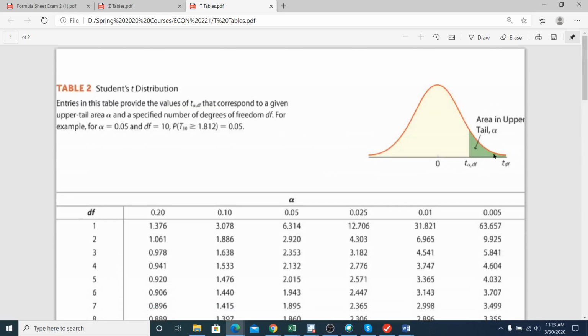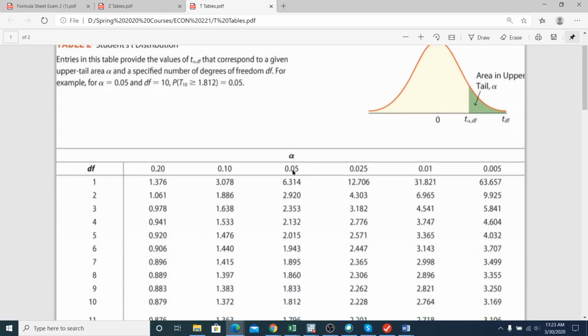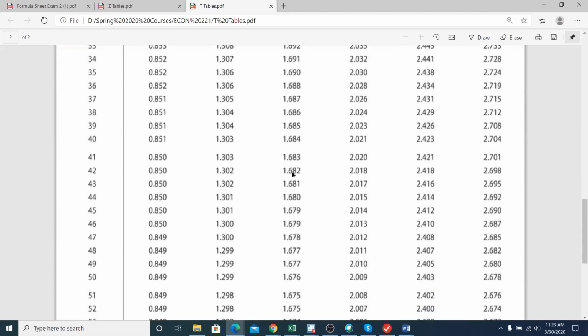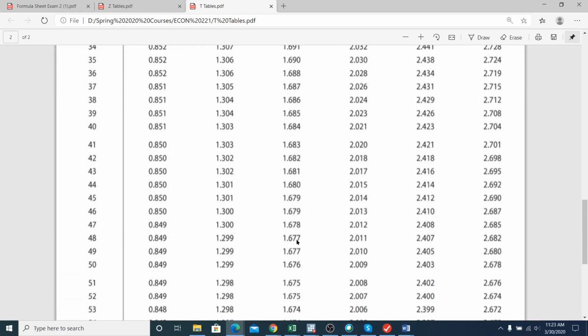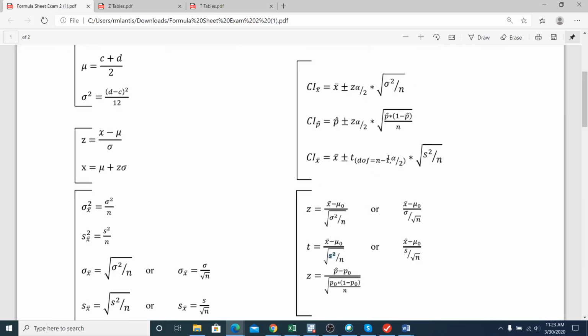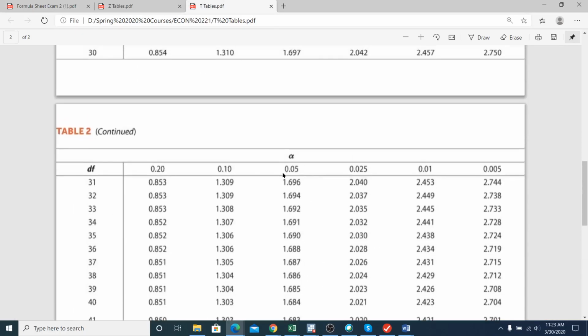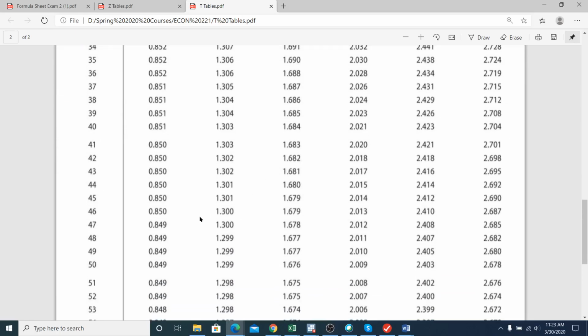So we go here, and the area we wanted in each tail was 0.05, but our degrees of freedom was 48. So the t-value that we should be using right here would be 1.677. Once I identified alpha divided by 2, which is 0.05, my degrees of freedom was the sample size minus 1, so 49 minus 1 is 48. The t-value that gives me those desired areas in my tail is 1.677.